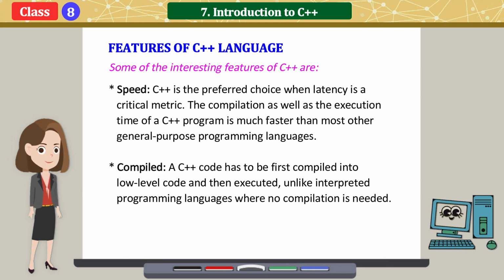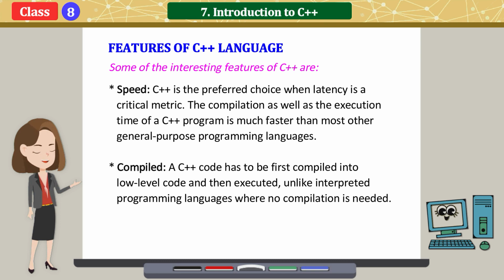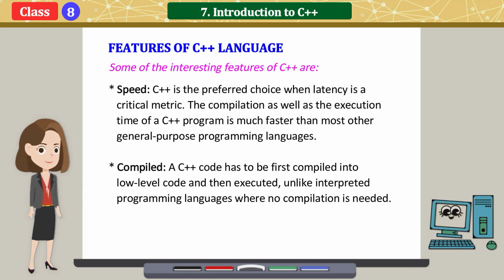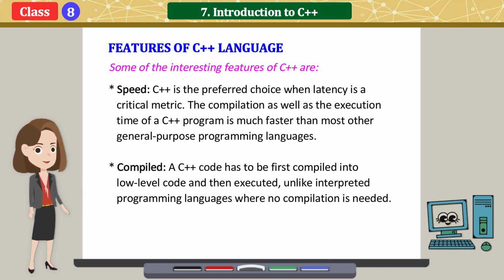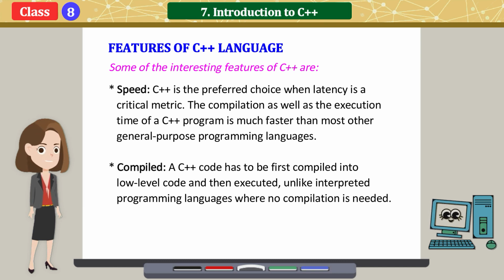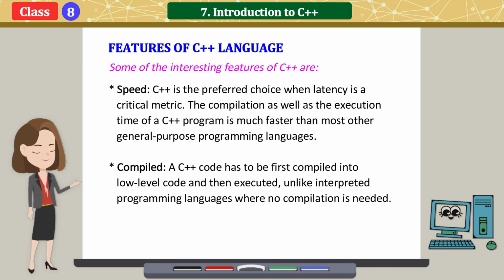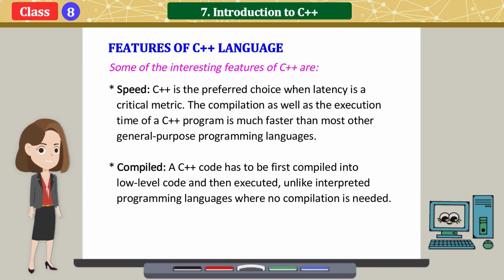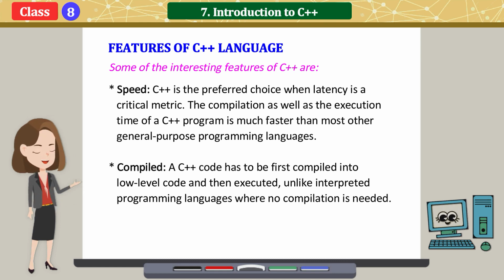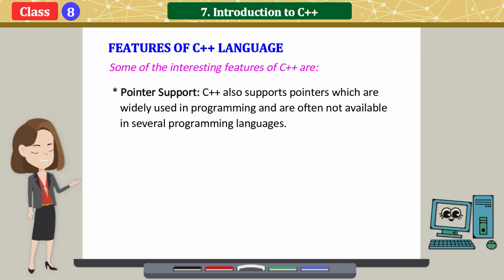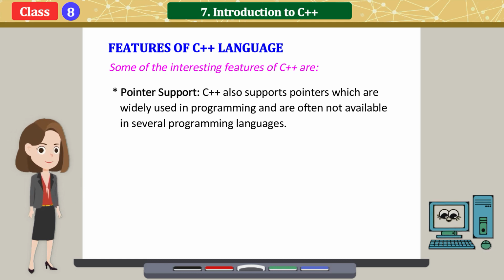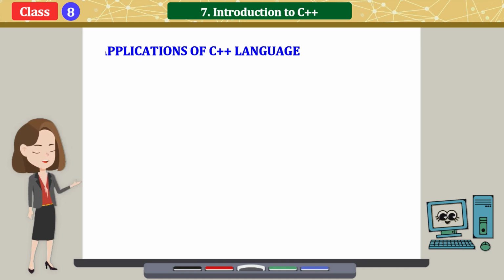Speed. C++ is the preferred choice when latency is a critical metric. The compilation as well as the execution time of a C++ program is much faster than most other general-purpose programming languages. Compiled. A C++ code has to be first compiled into low-level code and then executed, unlike interpreted programming languages where no compilation is needed. Pointer support. C++ also supports pointers, which are widely used in programming and are often not available in several programming languages.